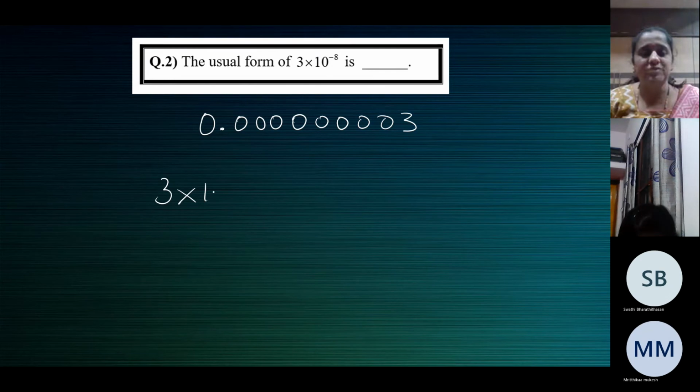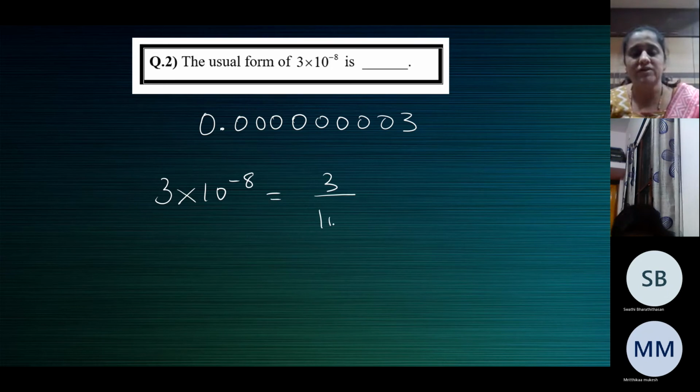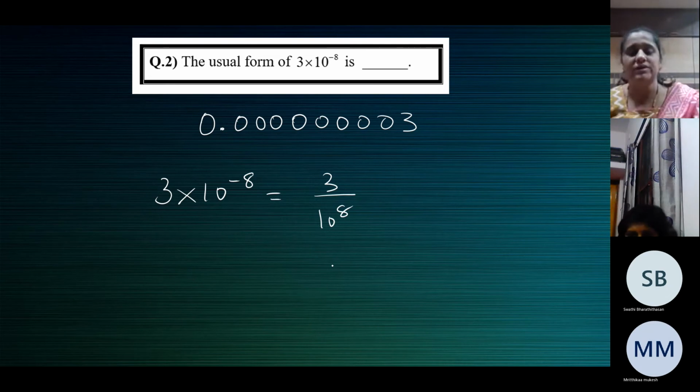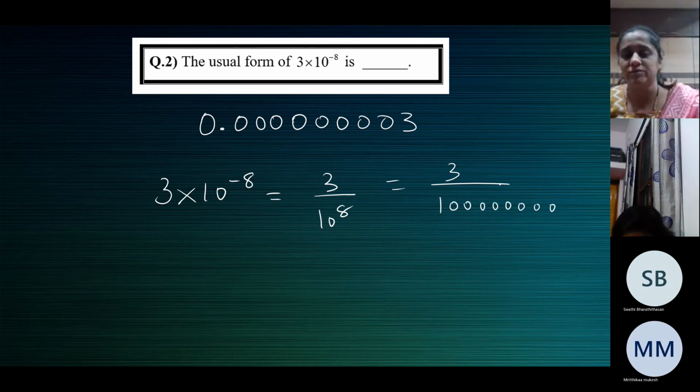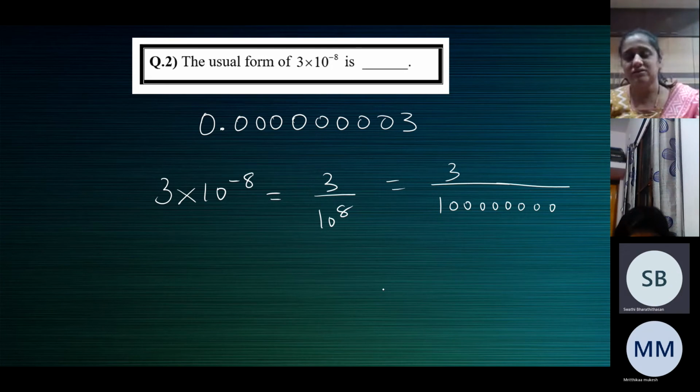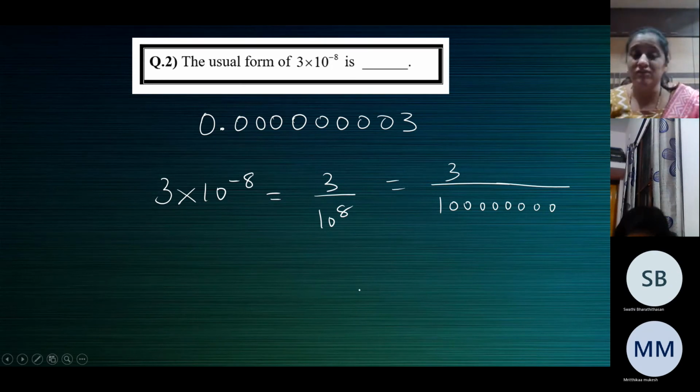So 3 into 10 to the power minus 8. What's the meaning of this? This is nothing but 3 divided by 10 to the power 8. So it's like 3 divided by 1 followed by 8 zeros. 1, 2, 1, 2, 1, 2, 1, 2. This is the meaning. So when you're dividing 3 by such a large number, will the value of 3 reduce or increase? It reduces. When you're dividing, you're not multiplying. So the value of 3 will reduce.